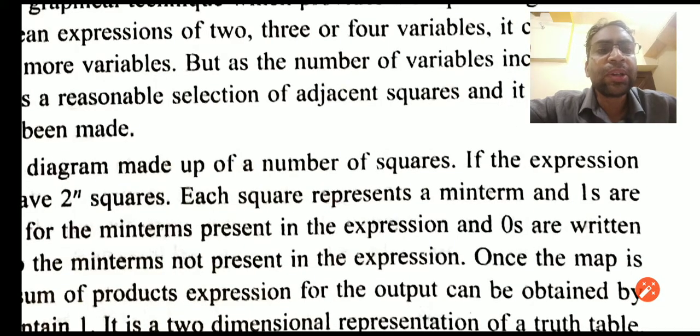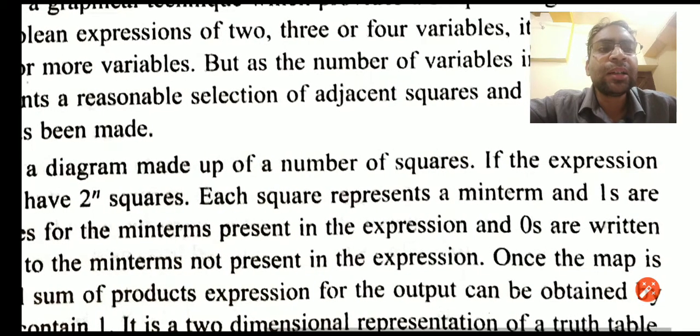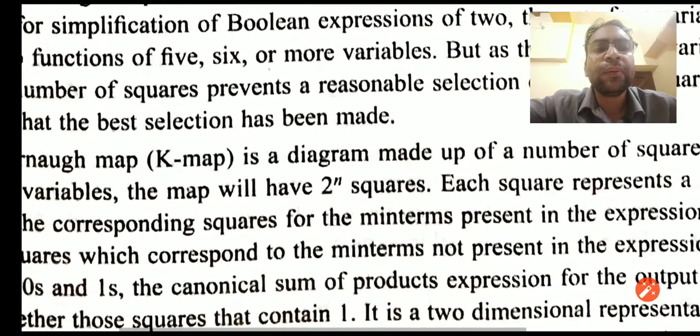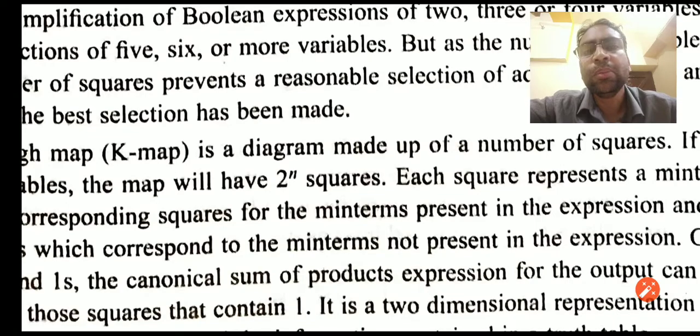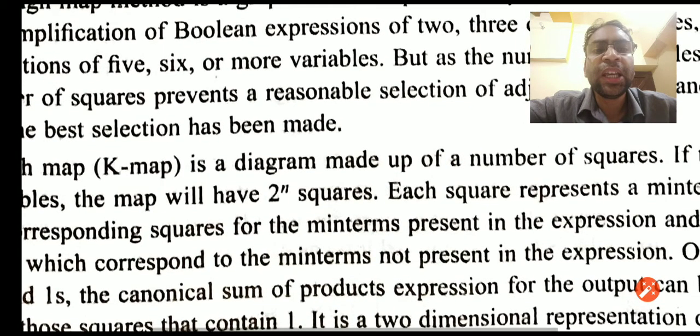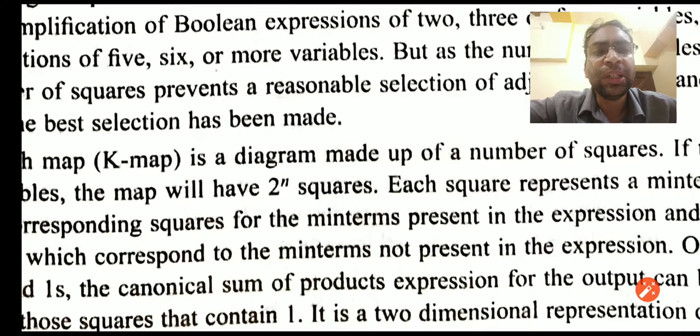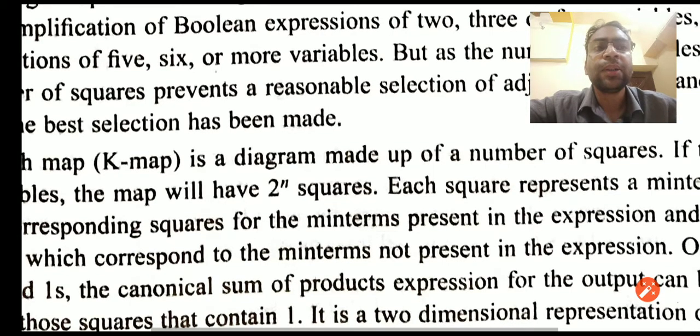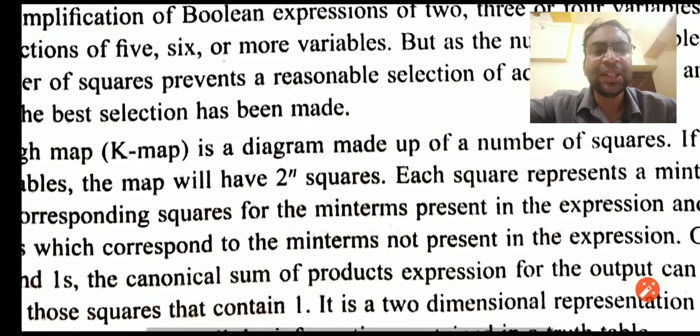Each square represents a minterm, and a 1 is written into the corresponding square for each minterm present in the Boolean expression. So for example, if there is ab bar plus a bar b, then on the place for ab bar we will mention 1. For a term which is not present in the Boolean expression, let's say if ab is not present, in that square we will mention a 0. We will see it here later.